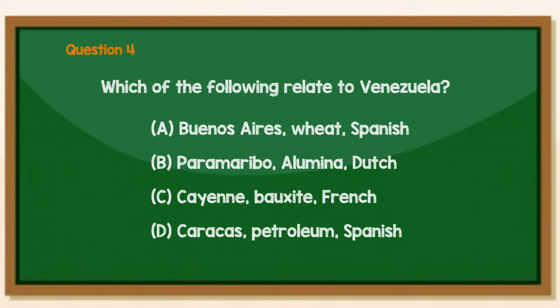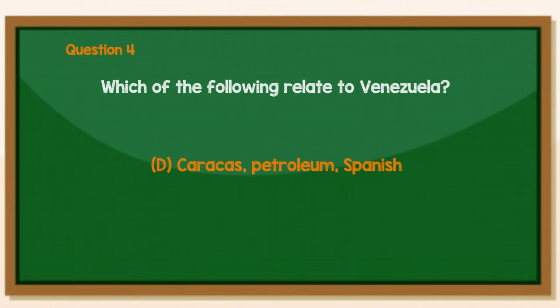Question 4. Which of the following relate to Venezuela? A. Buenos Aires, wheat, Spanish. B. Paramaribo, alumina, Dutch. C. Cayenne, bauxite, French. D. Caracas, petroleum, and Spanish. The answer is D. Caracas, petroleum, and Spanish relate to Venezuela.